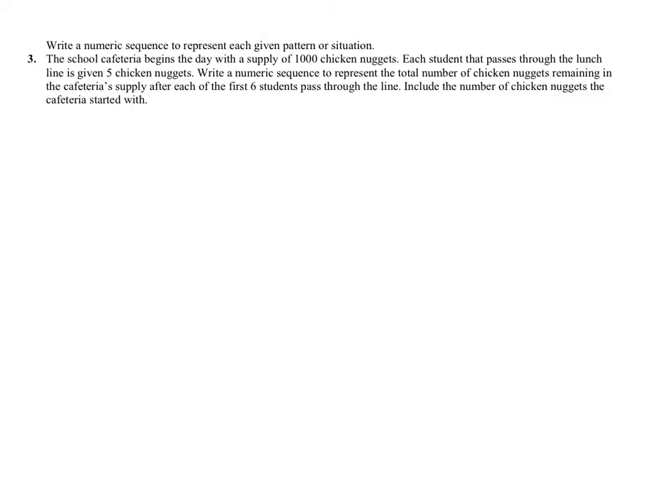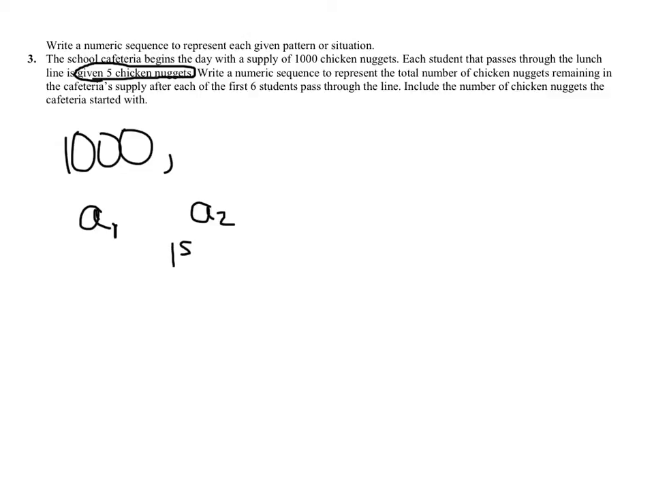So our very first number is 1,000. That's our first term, a sub 1. And I'm using a because I'm going to be adding a -5 each time because I'm giving away 5 chicken nuggets. So a sub 1 is 1,000, but a sub 2, which is the second term, is my first student to walk through. I start off with 1,000, and now my first student walks through, and I have 995 left because I've given away 5 nuggets.